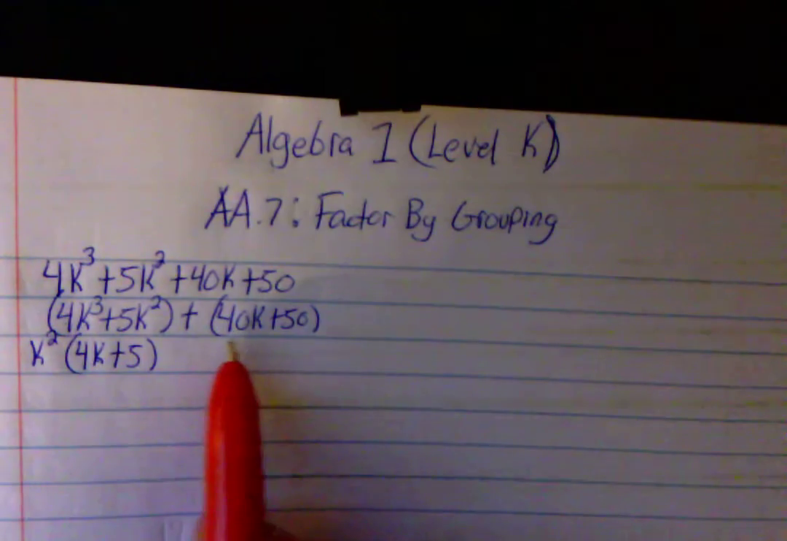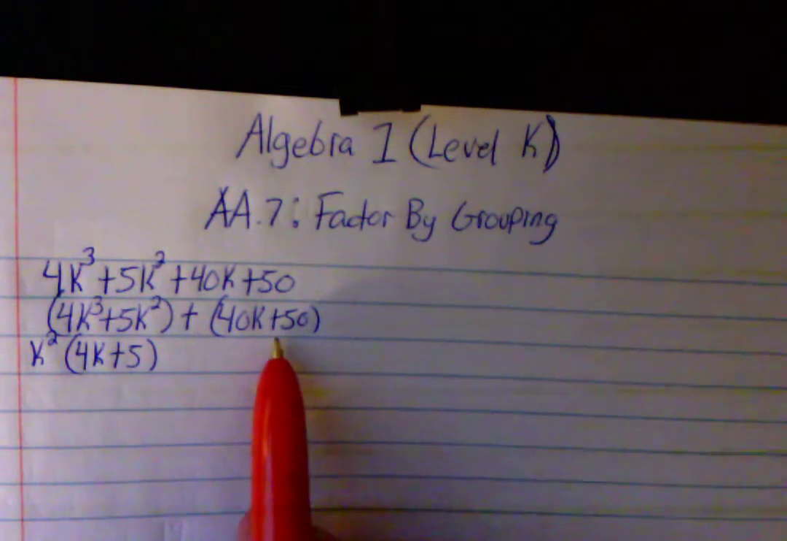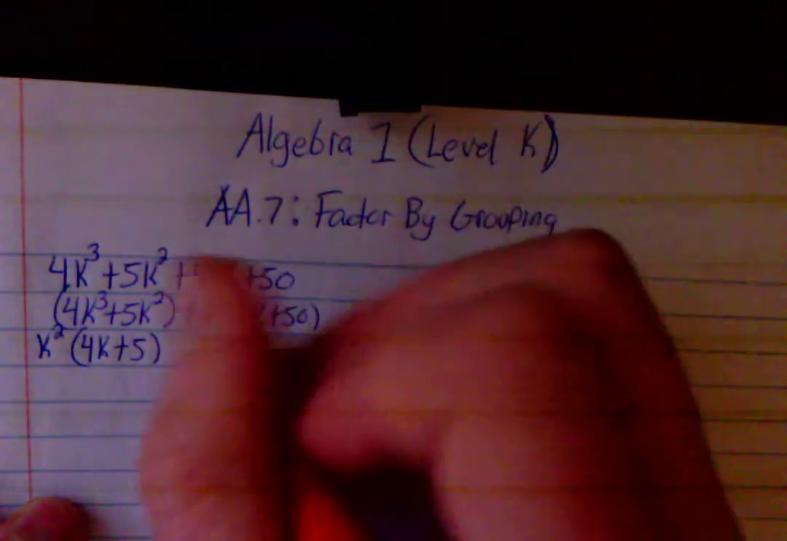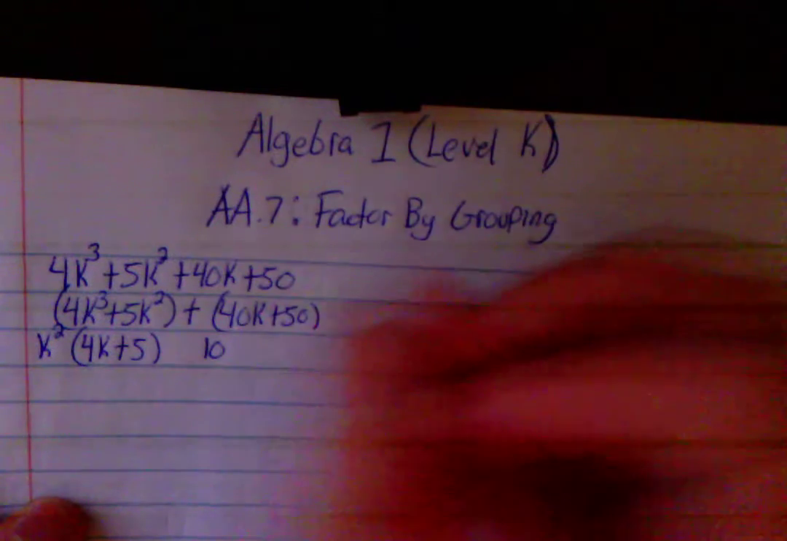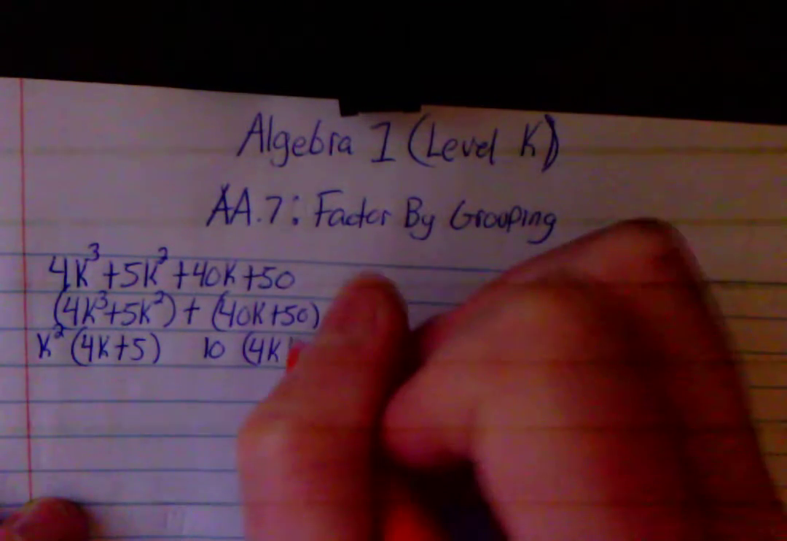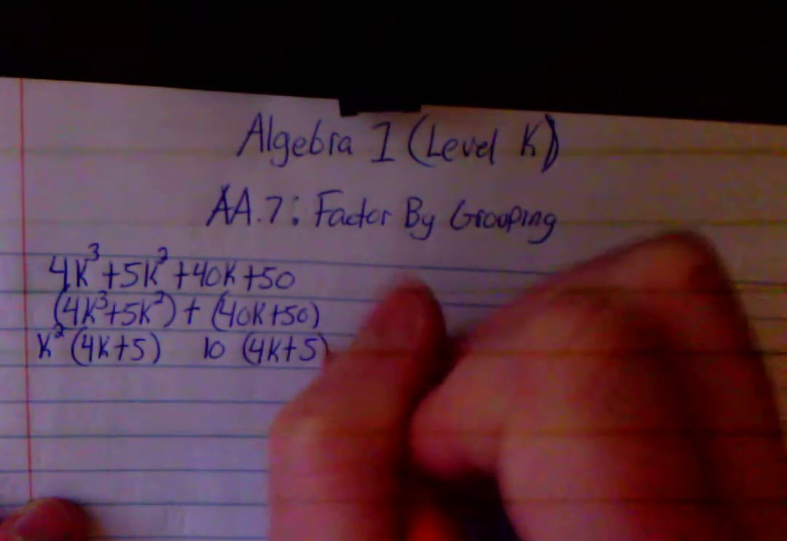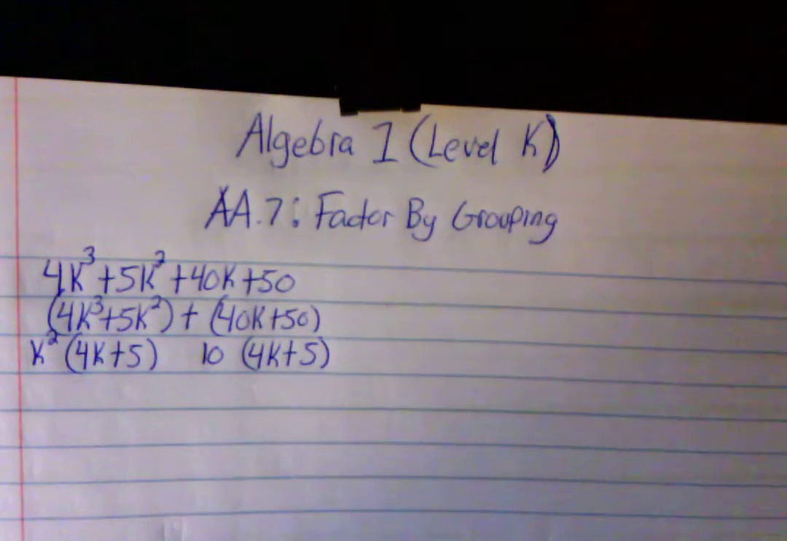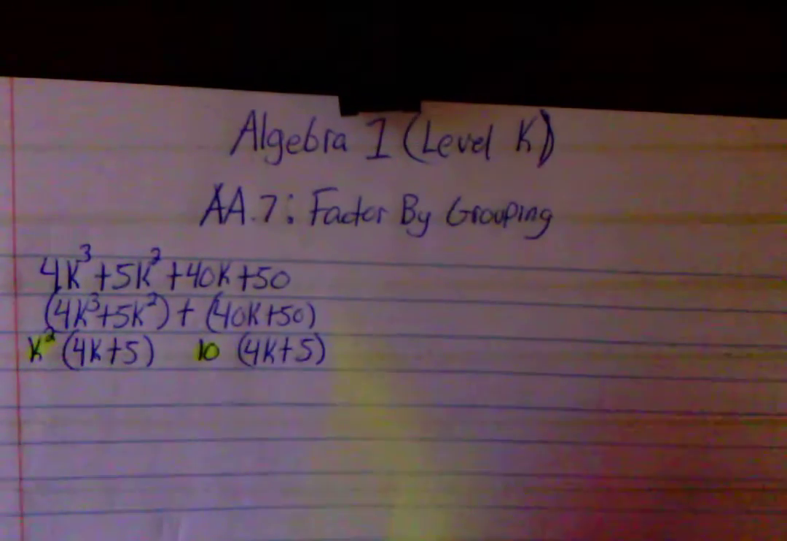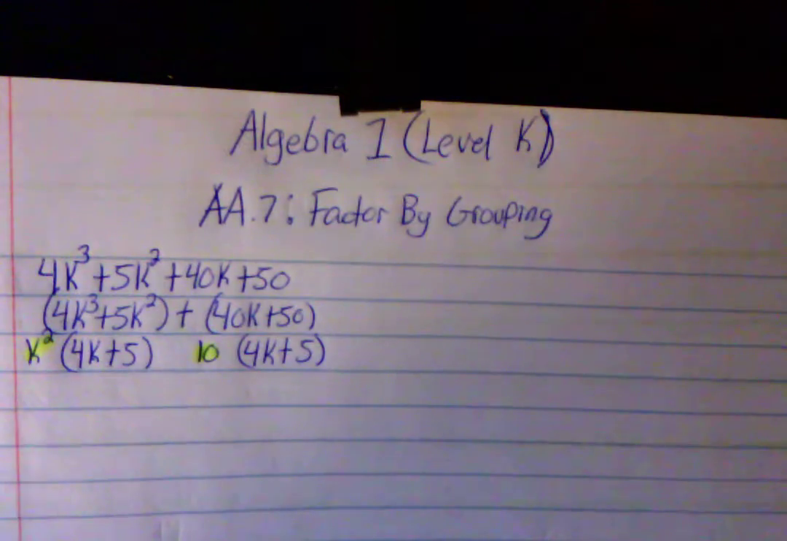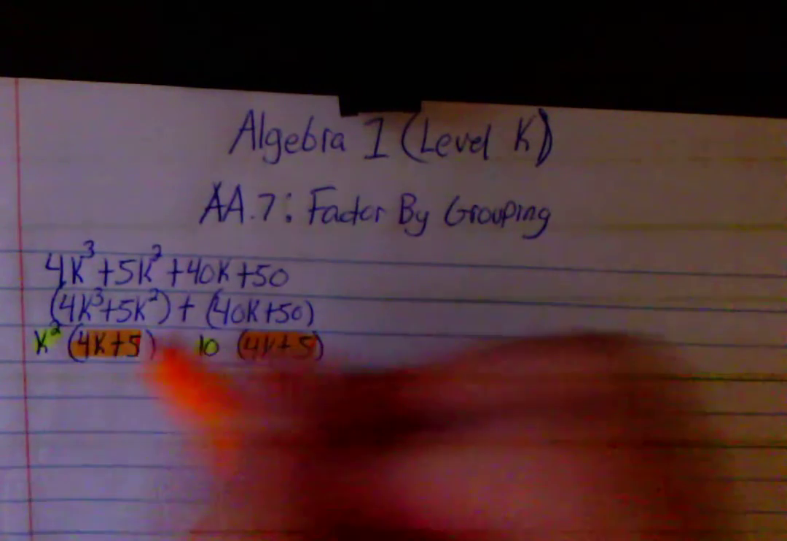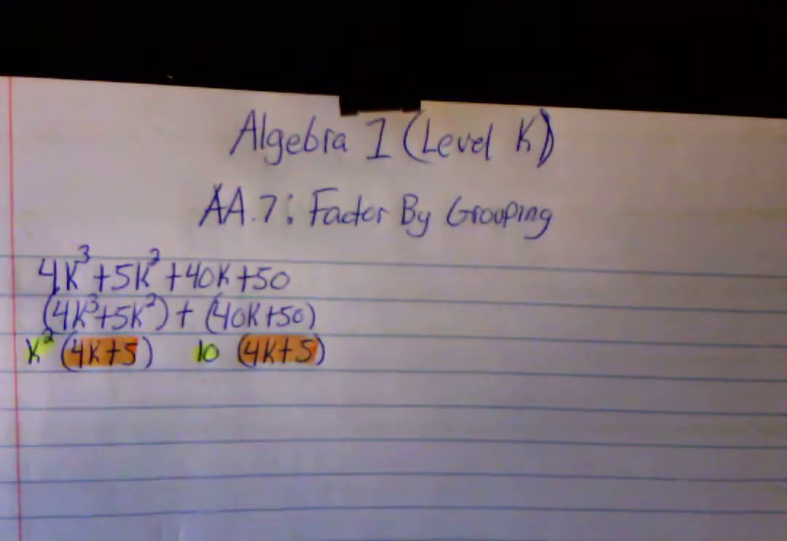Now, we want to find the greatest common factor of 40k plus 50. I know that 10 goes into 40 and 50. So I divide 40 by 10, I get 4 and then the k. 50 divided by 10 is 5. Now our goal is to have two GCFs, okay, and the same identical binomial left over after we find the greatest common factor.